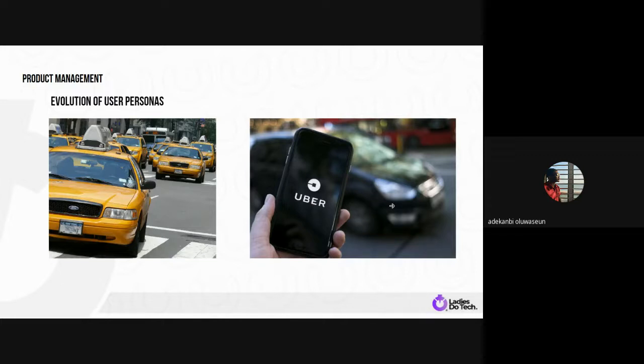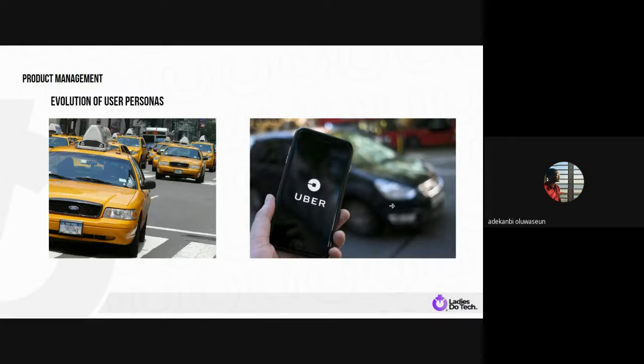Now, let's go to the behavior. People wanted to go for meetings. Someone talked about meetings. Someone talked about coming from the airport. These are user behaviors, things they do every day, right? And Uber was able to build a product that fit into all of those scenarios.